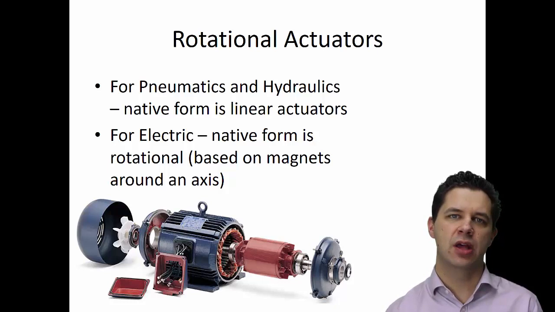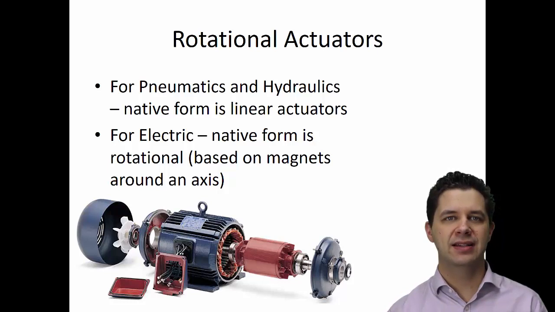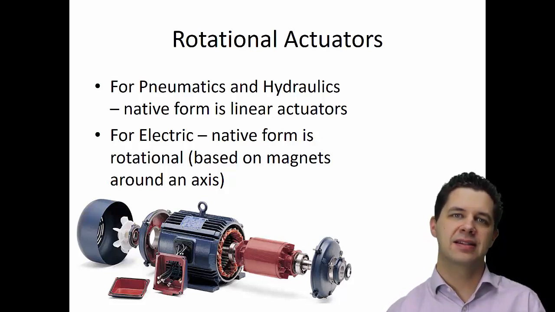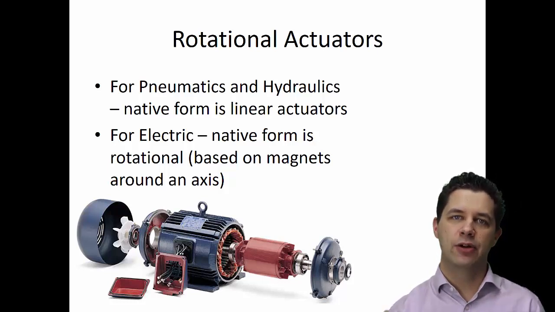For electric actuators though, you saw our linear actuators before, these are most in their native form in a rotational environment, where we've got magnets that are rotating around an axis. And of course we can connect up shafts and rods to that and create a linear actuator, but our rotational actuators are typically our motors, and the motors come in many different forms, and we'll look at those in a moment.